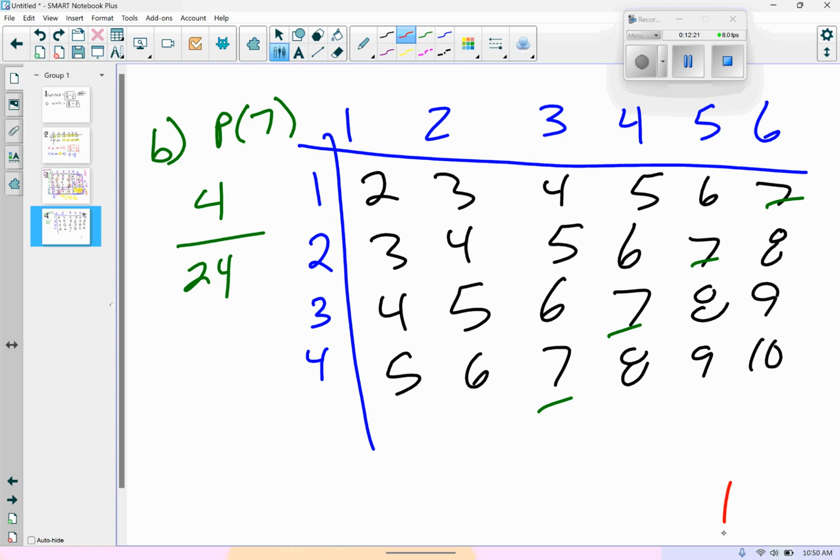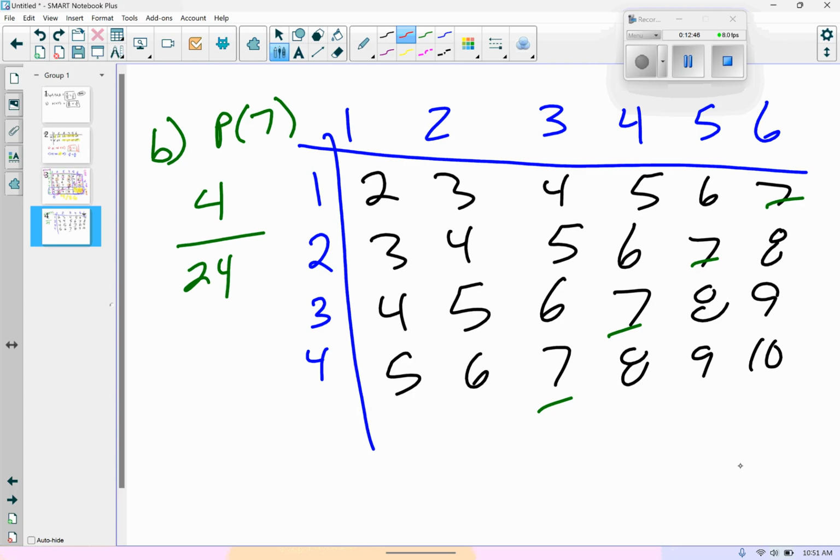5 minus 2 is 3. 4 minus 2 is 2, right? Hang on. Well, hang on. The difference is 2? So 3 minus 1, 4 minus 2, 5 minus 3, 6 minus 4.